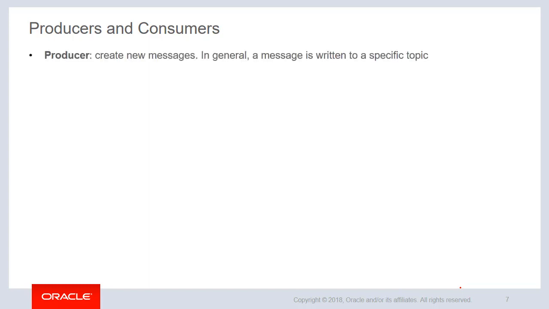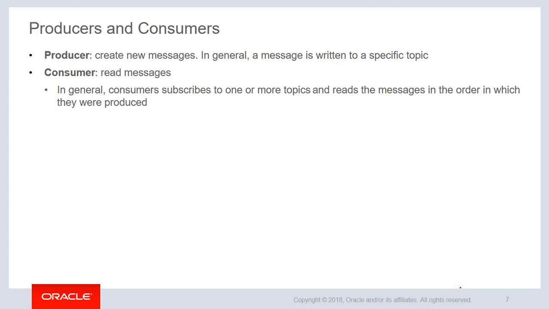So we just saw the core concepts and how to create a stream. Very straightforward. Now what are these producers and consumers? Because this is also a core concept you need to understand. A producer is nothing but an actor who creates new messages. A message is written to a specific topic, as we saw earlier. A consumer basically reads messages. Now in general, a consumer subscribes to one or more topics and reads the messages in the order in which they were produced.